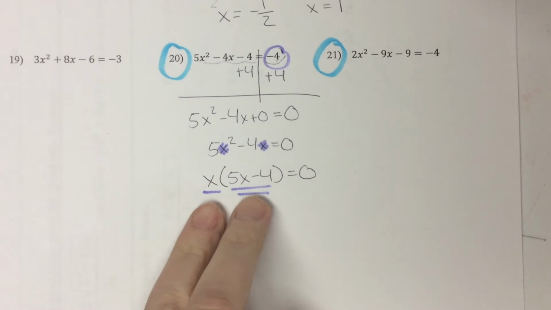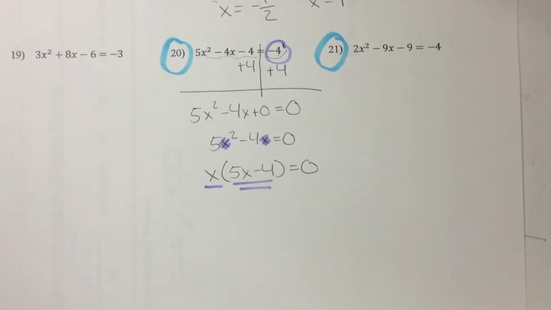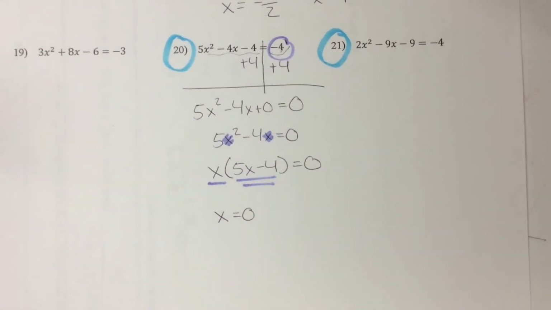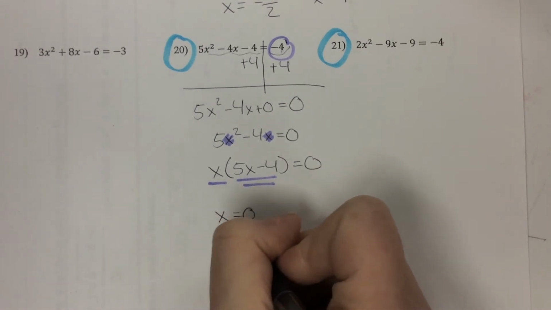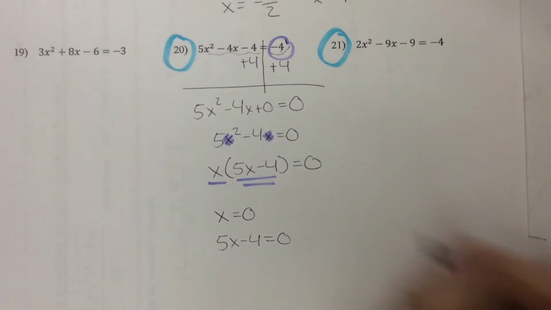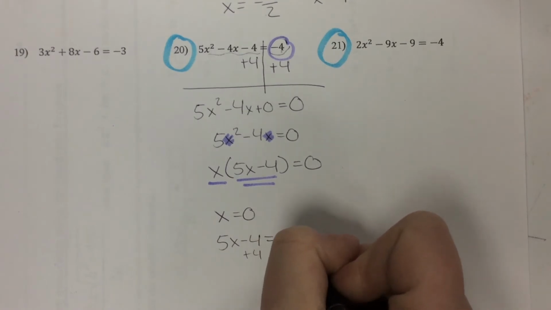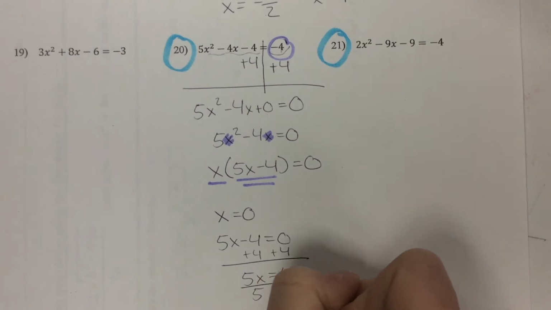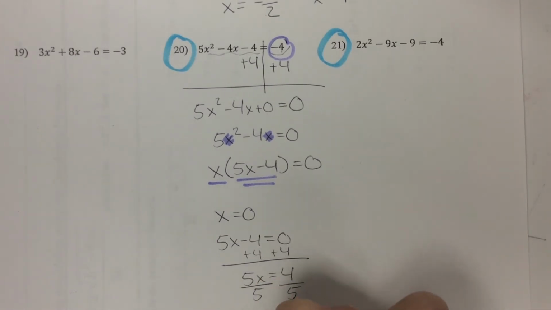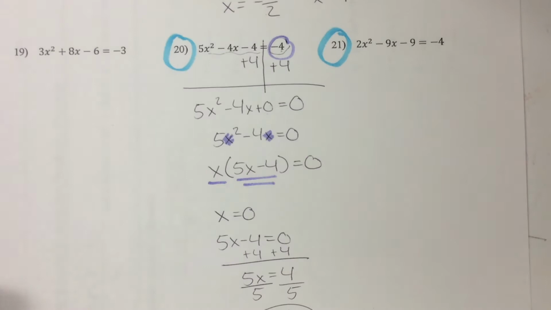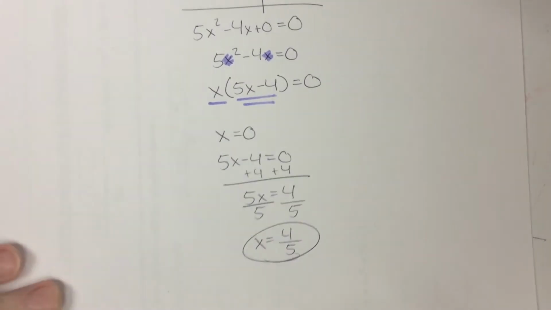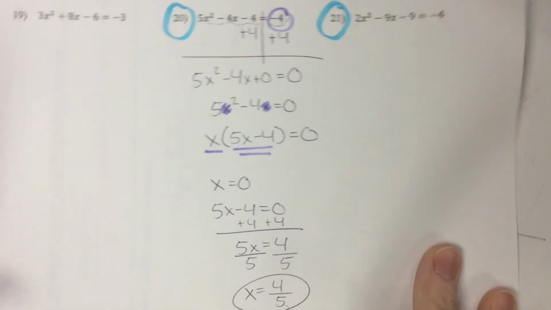We're going to take each one of these and set it equal to 0 separately. So the first one, x equals 0, that's already solved for us. Done. The other one, 5x minus 4 equals 0, we got to solve it. So add 4. 5x equals 4. Divide by 5. Divide by 5. X equals 4 over 5. Whoopsie, sorry. Okay, so that was a long one. It took me a lot of space.